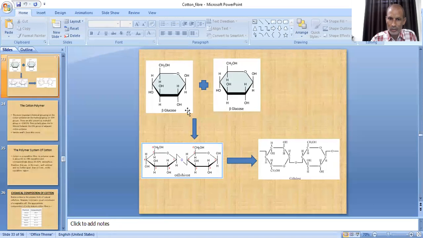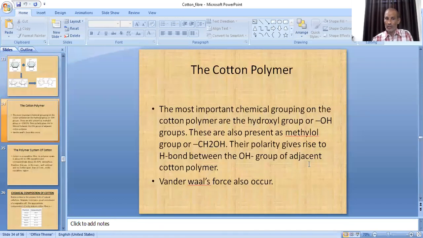So again, two beta glucose units form one cellobiose. About 5,000 cellobiose units are joining together to form one macromolecule, which is indicated like this and known as cellulose. So the most important chemical grouping in the cotton polymer are the hydroxyl groups, as I mentioned with the earlier slide. Hydroxyl groups, that is OH groups. These are also present as methylol group. At one place we have seen CH2OH, that is the methylol group.